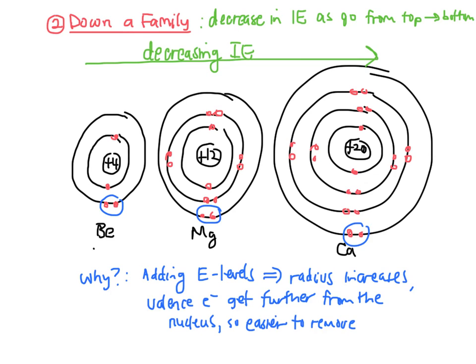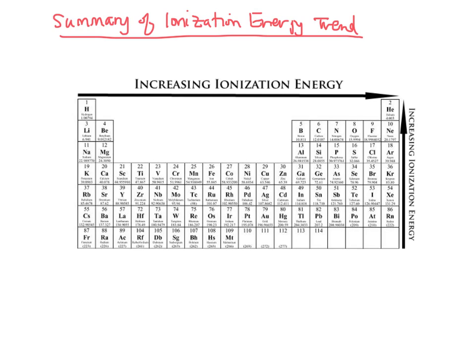So here's a summary of the trend in ionization energy you see on the periodic table. As you go across a period, you get an increase in ionization energy. And as you go down a family, you get a decrease, or you can say as you go up a family, you get an increase.